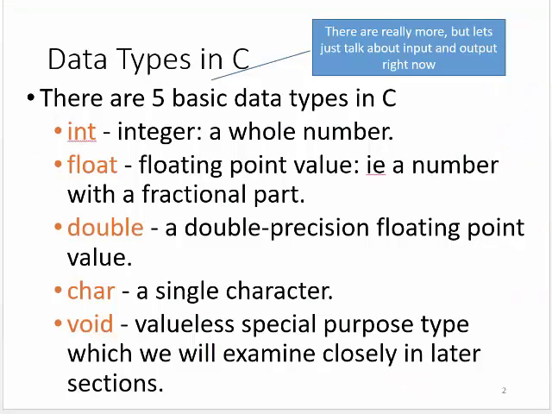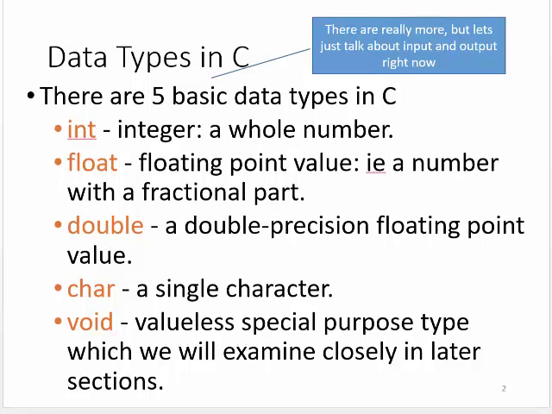So really, for purposes of where we're at right now, there are about 5 data types that we can work with. There are really more than that, but it gets a little bit more complicated, and we aren't going to talk about them right now. But on a basic level, there are 5 types. There are integers, floats, where there's a fractional part, doubles, which are a double precision floating point value, characters, and a void, which is a special purpose type that we will look at later. Those are basic types rather than some of the more complex data types that we'll cover later.